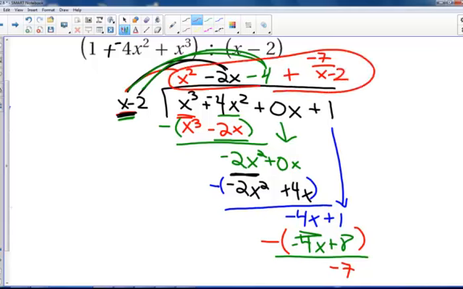And that's your answer. Okay, well, hopefully that made a ton of sense, and tomorrow's work will be easy.